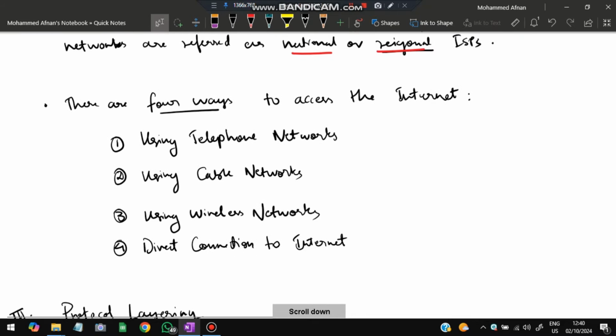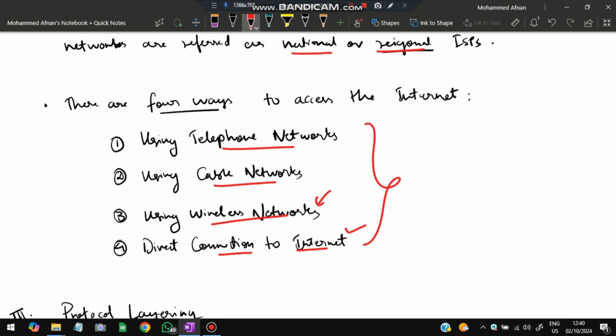There are four ways to access the internet: using telephone networks, using cable networks, using wireless networks, directly connecting to the WAN, or a direct connection to the internet, which means becoming an ISP yourself, an internet service provider yourself. They can access the internet. Okay, so these are the four ways you can access the internet.